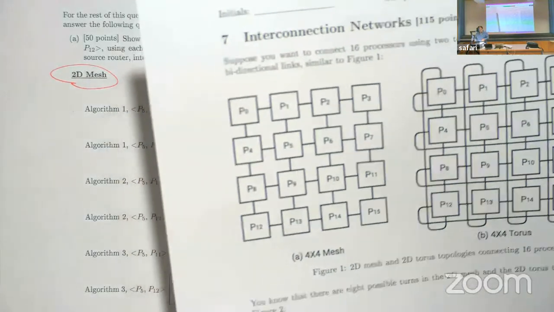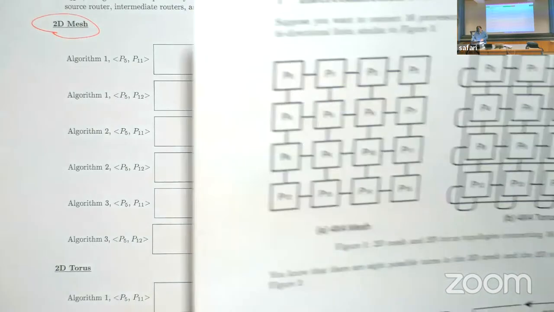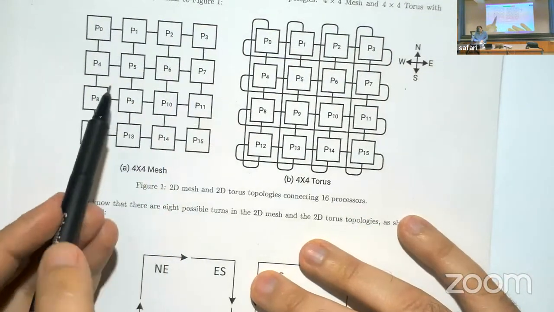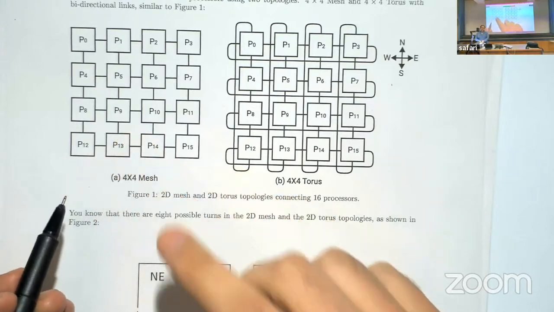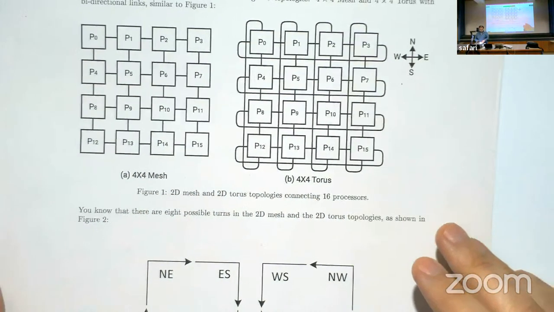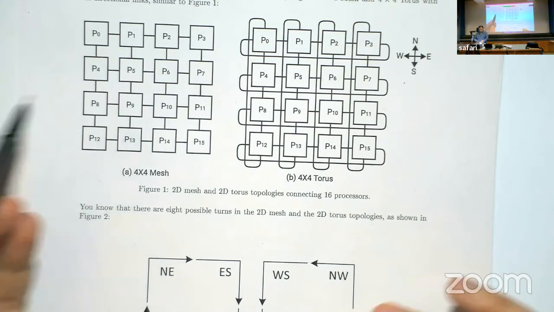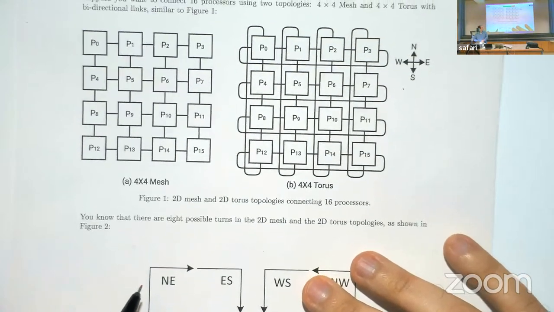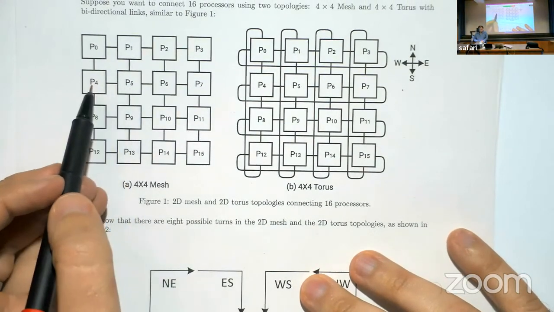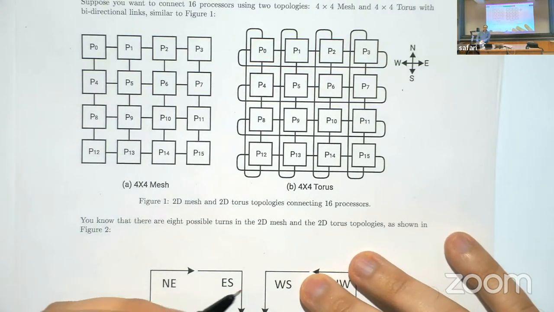However, for the second one, which is P5 to P12, because P12 is in the west part with respect to P5, we need to consider only dimension order routing. So we go P5, P4, P8, and P12. Is that clear? Okay.